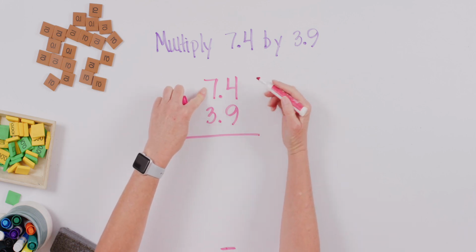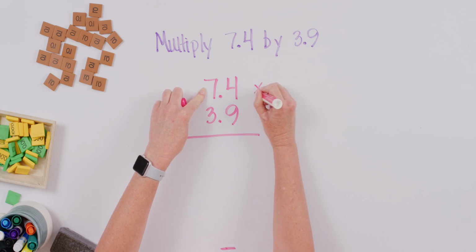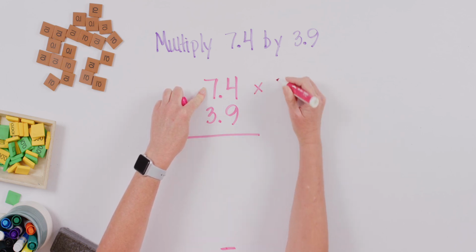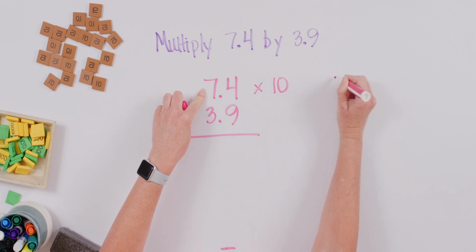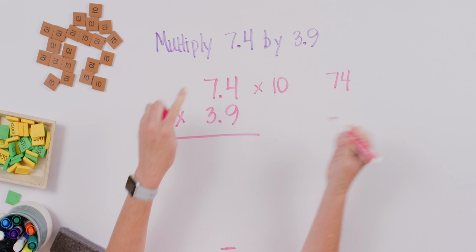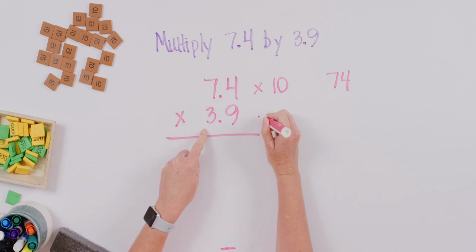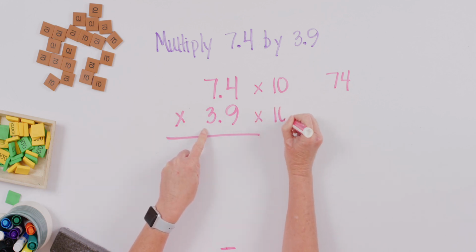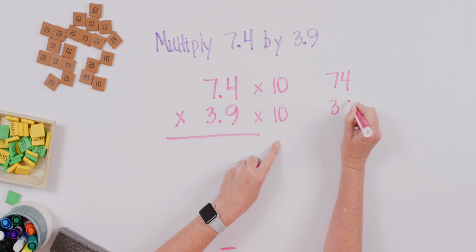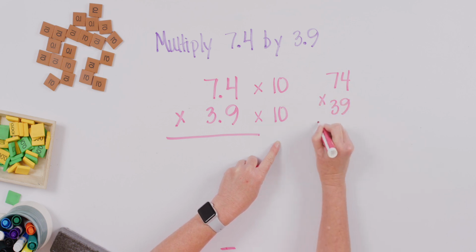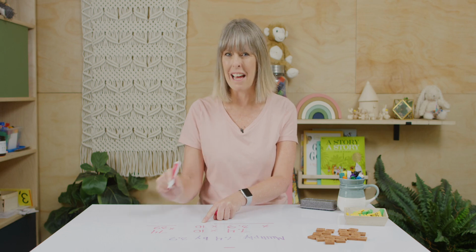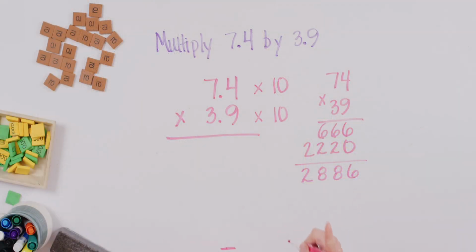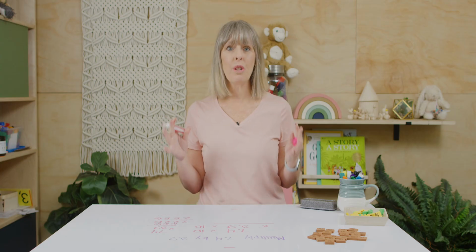So 7 4/10, what do I need to multiply it by to get that decimal out of there? Or move the decimal, right, to create a whole number? If I multiply it by 10, I'm going to get 74. How about 3 9/10? Yep, the same thing. If I multiply that by 10, I'm going to get 39. So now I'm multiplying my 74 and my 39. Again, pause the video, work through it, and meet me back to check your answer. All right, did you get 2,886? Yes.